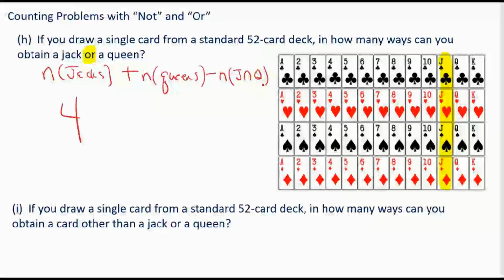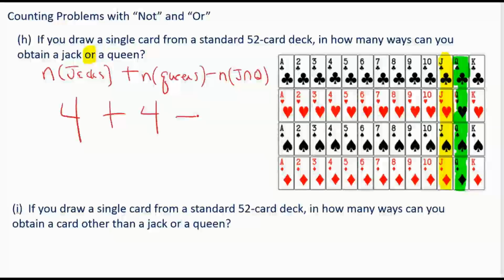So one thing at a time. The number of jacks we've got highlighted. How about the number of queens? Let's highlight that in a different color. How about green? So if we highlight the queens here in green, notice once again there are 4 queens because there is 1 queen in each suit. So I'm going to add 4 for the number of queens, and we subtract out the intersection.